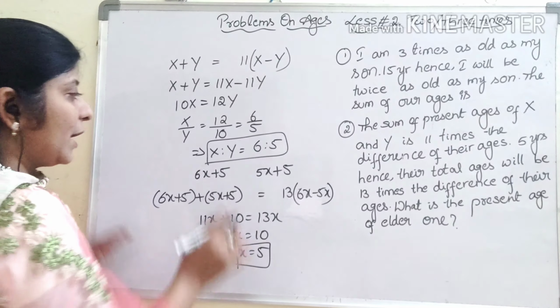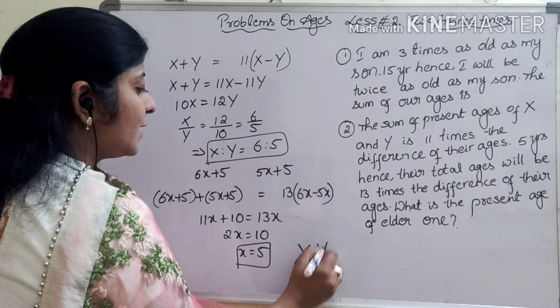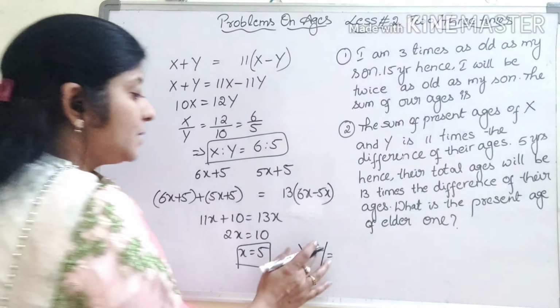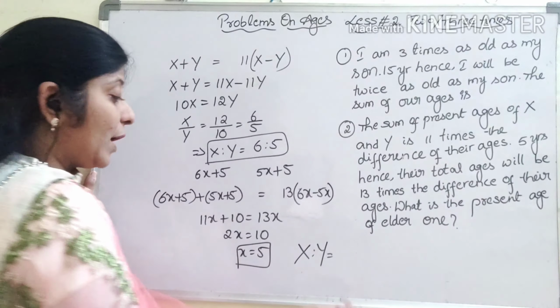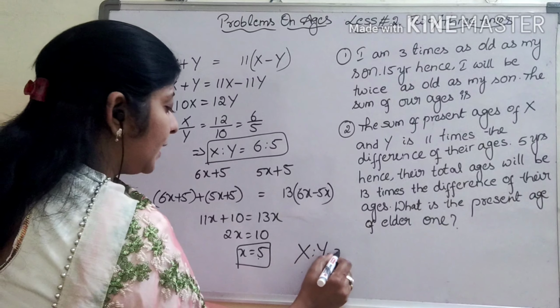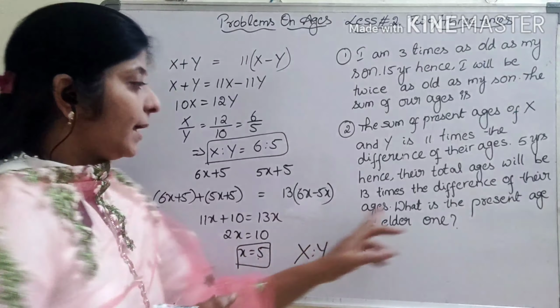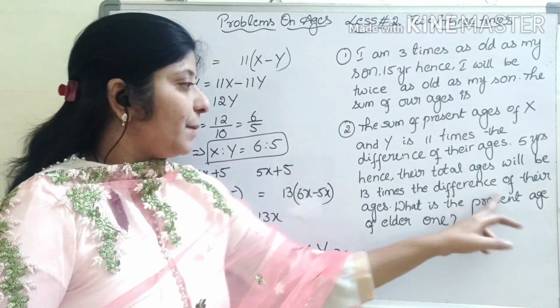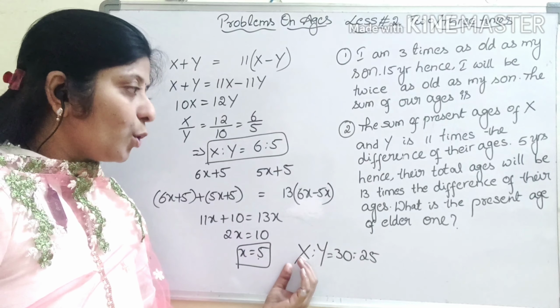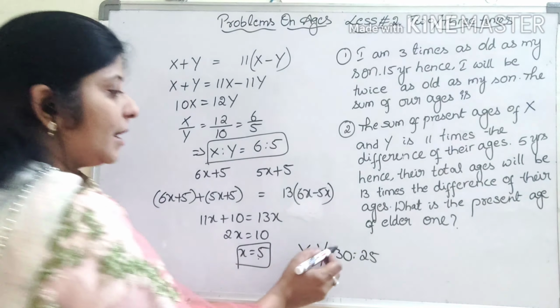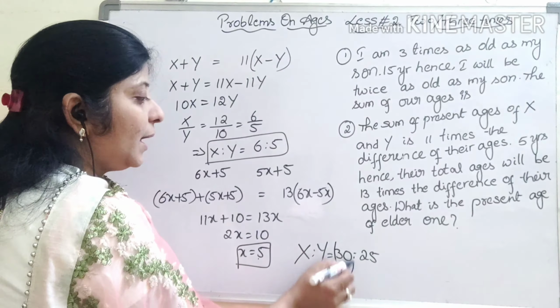So if x will be 5, the present ages of capital X and capital Y will be, we are taking that 6x is to 5x. 6x nothing but 30, 5x nothing but 25. But he asked what is the present age of elder one. If you see here the ratio 6 is greater, elder one. So that means 6 related to capital X. So X will be the elder person. So the present age of elder one will be 30 years.